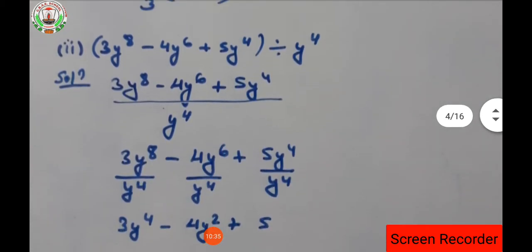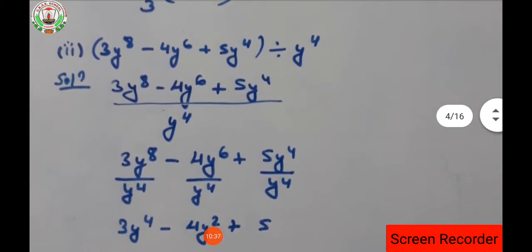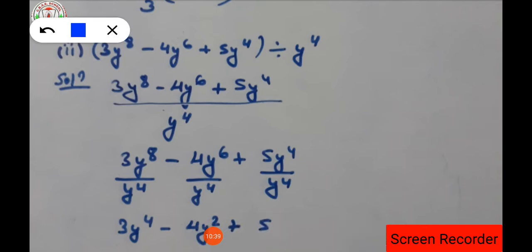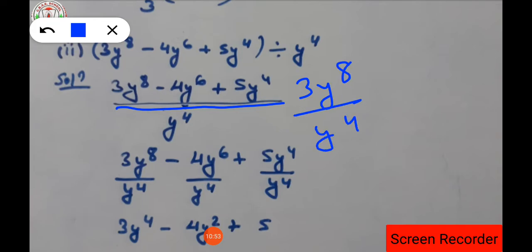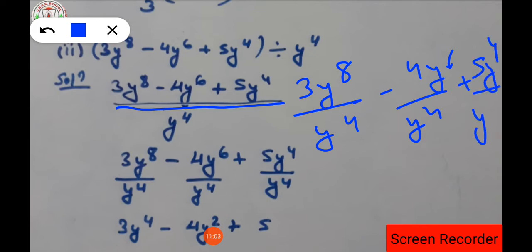Second part of the question number 2 is a simple one. In the same way you have to do. Same as we have done, write in the form of dividing numerator and denominator. Then we are going to separate the numerators and the denominators, that is 3y to the power 8 upon y to the power 4 minus 4y to the power 6 upon y to the power 4, okay, plus 5y to the power 4 upon y to the power 4.